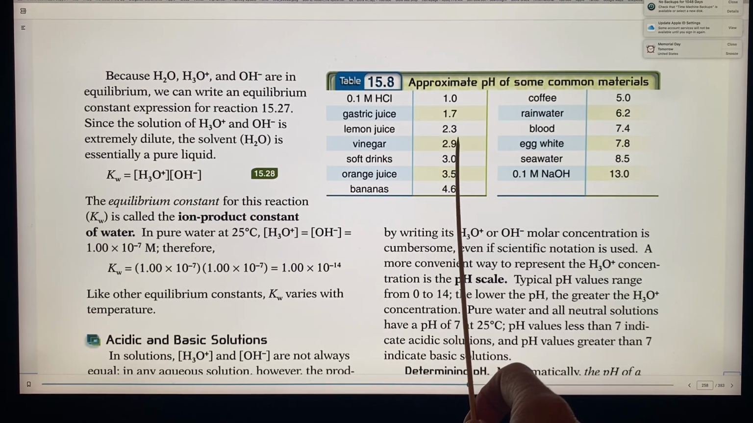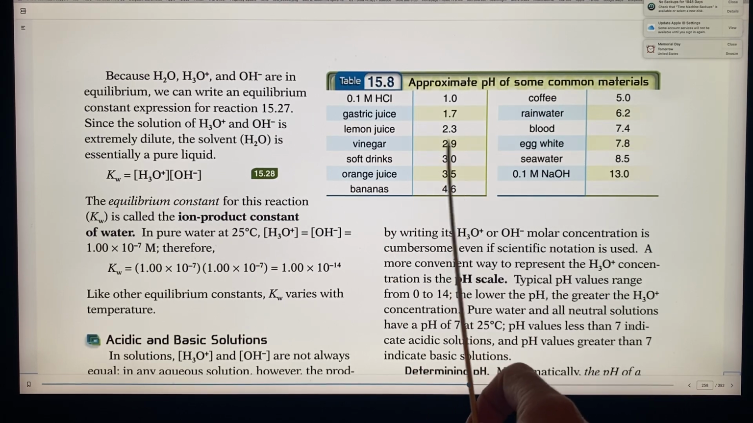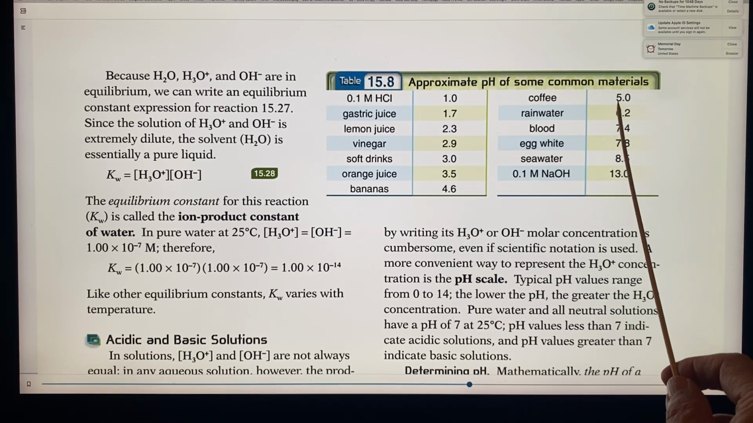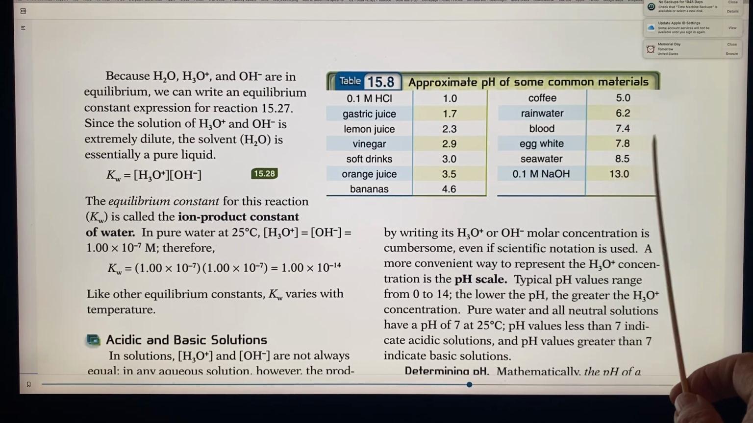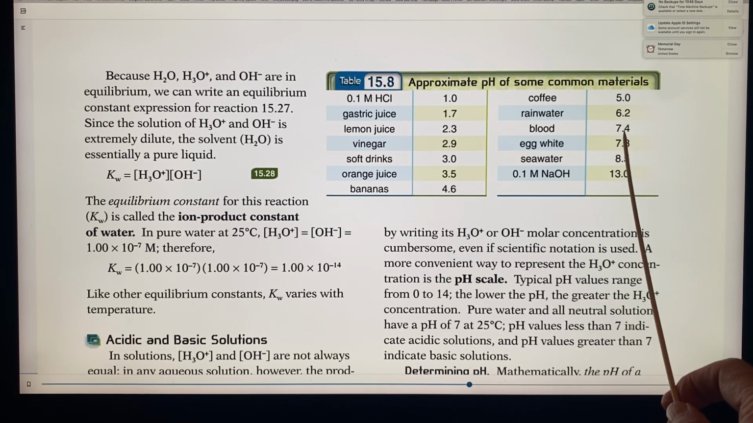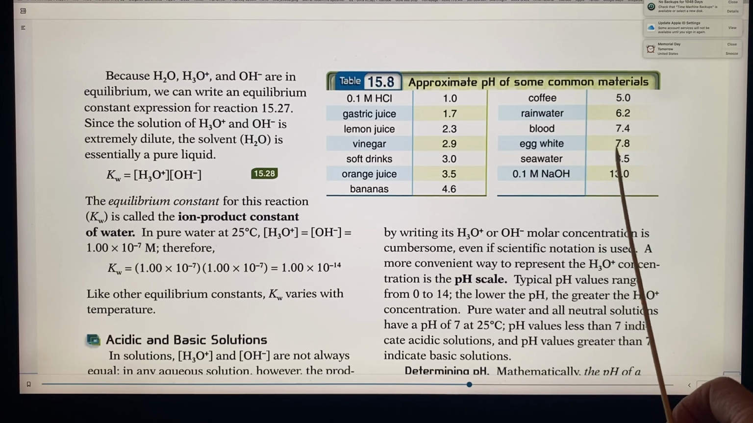Lemon juice, 2.3, acid. Vinegar, 2.9, acid. Soft drinks are acid, 3. Orange juice, 3.5, acid. Bananas are even acid, 4.6. Coffee is acid, 5.0. Rainwater is a little bit acid, 6.2. Blood now is neutral, 7.4.